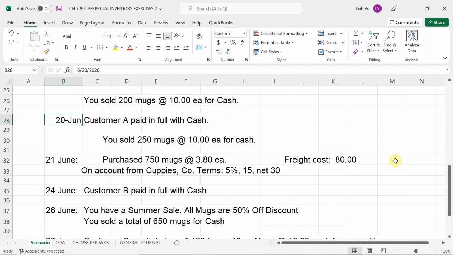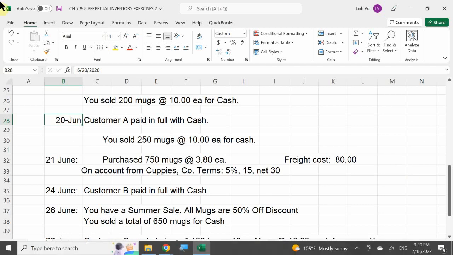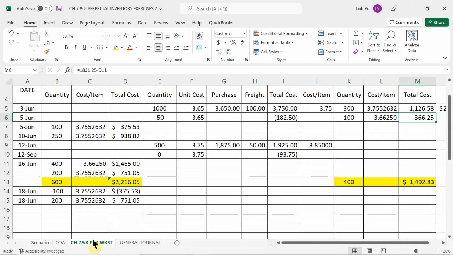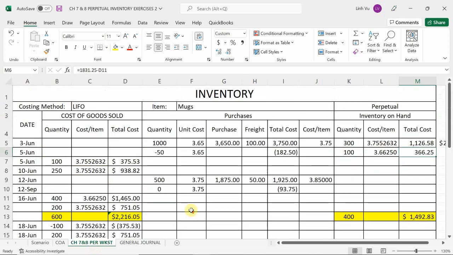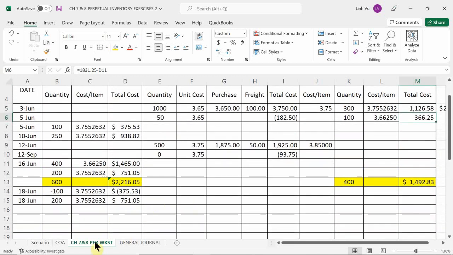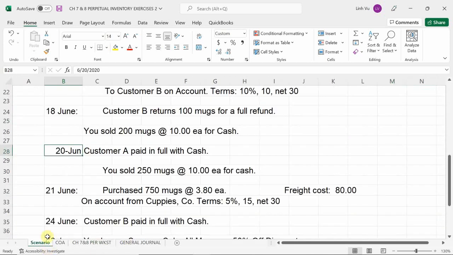All right, so let's go ahead and continue where we last left off. In this case, we just finished our sales of the 200 mugs, and we updated our inventory. So we only have 400 units left. Okay, so let's see what happened next.